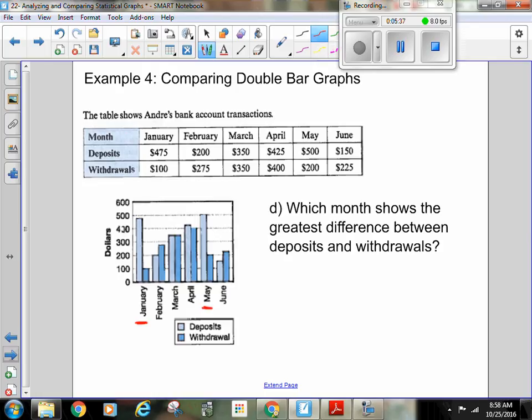And if we look here, we're at about 100, and here I'd say we're about 475. So that's going to show us we have a difference of 375. If we look at May, we're at about 200 and 500, which is confirmed here. And so this has a difference of 300. So I see that in January, I had my greatest difference.